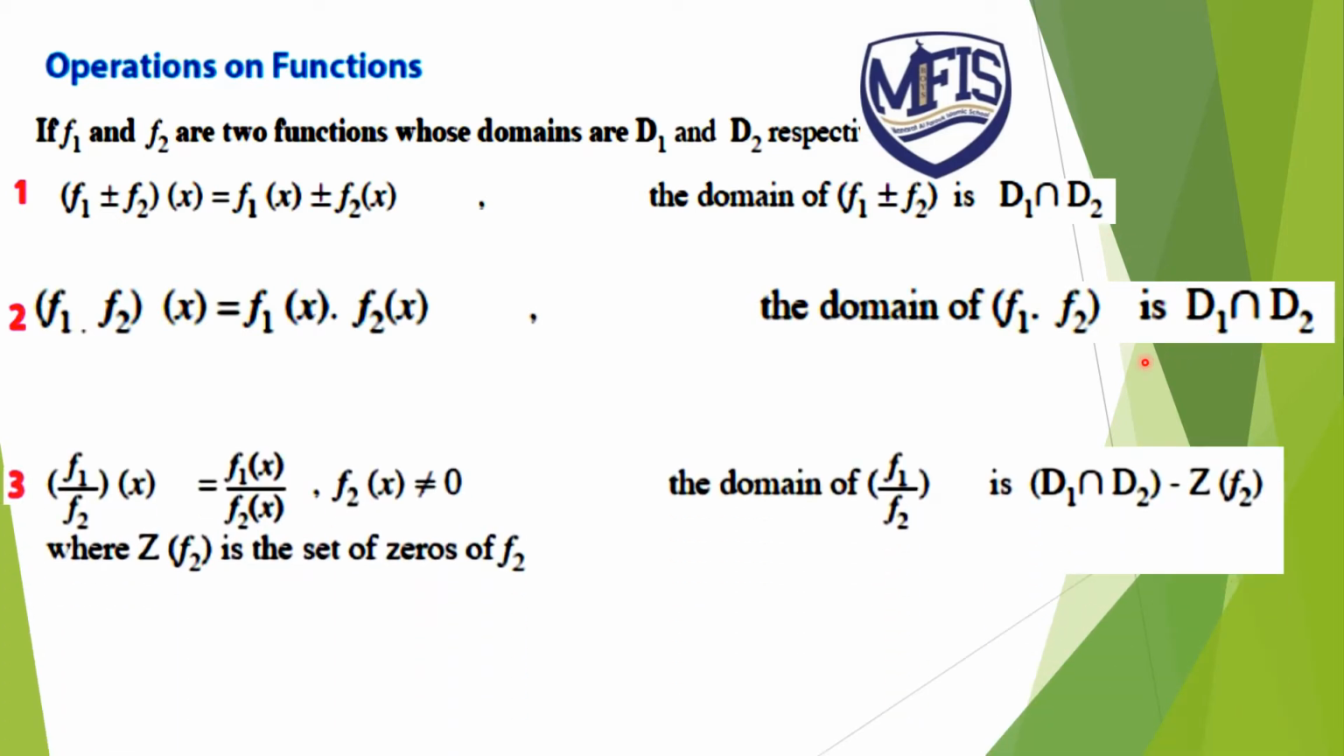Number 3: f1 over f2 of x equals f1 of x over f2 of x, where f2 of x is not equal to 0. Why? Because any element divided by 0 has no meaning. The domain of the division of two functions f1 and f2 is d1 intersection d2 minus the zeros of f2, because f2 is down in the denominator.